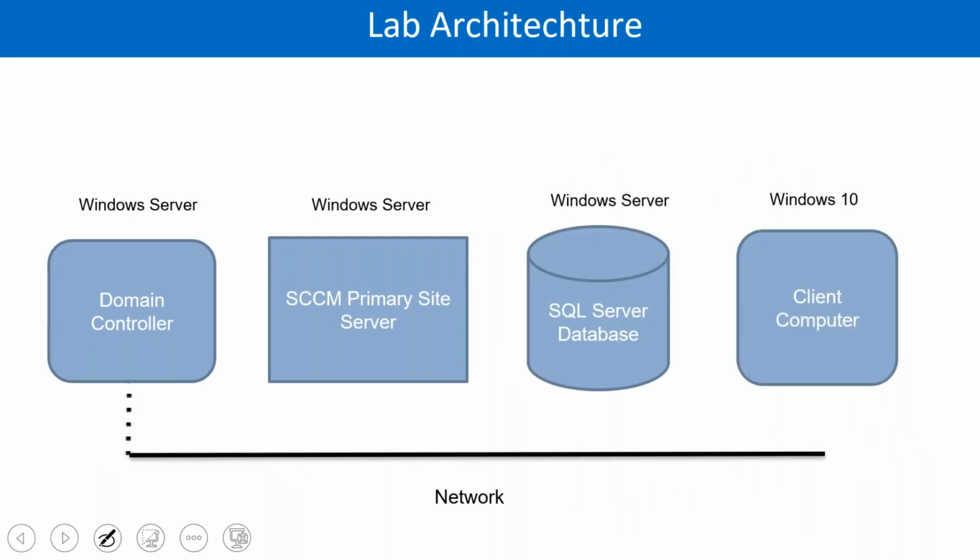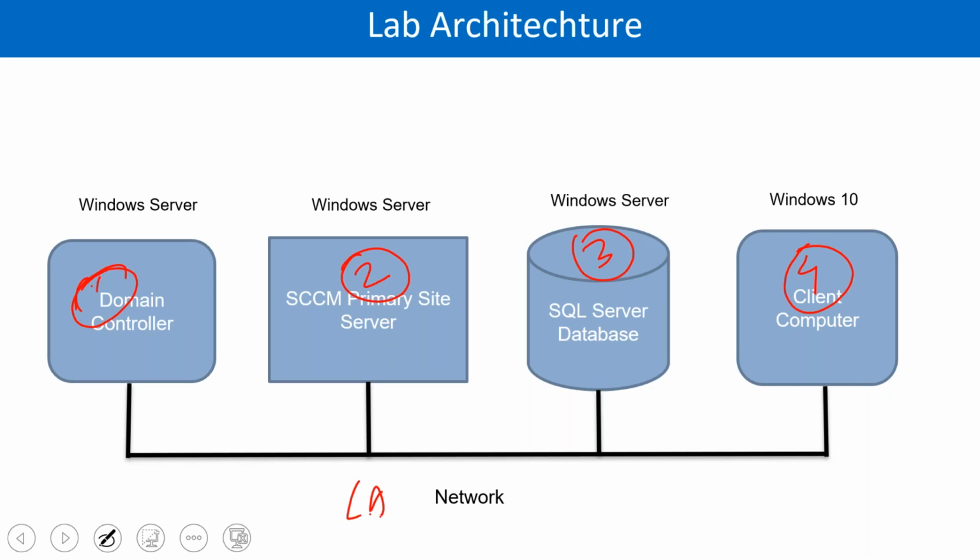The lab architecture will be like this. We will install 4 machines. One will be your domain controller. Second will be your SCCM primary site server. Third will be your SQL Server database, and fourth will be your Windows 10 machine. So 4 different machines, all on the same LAN network so that they can talk to each other.